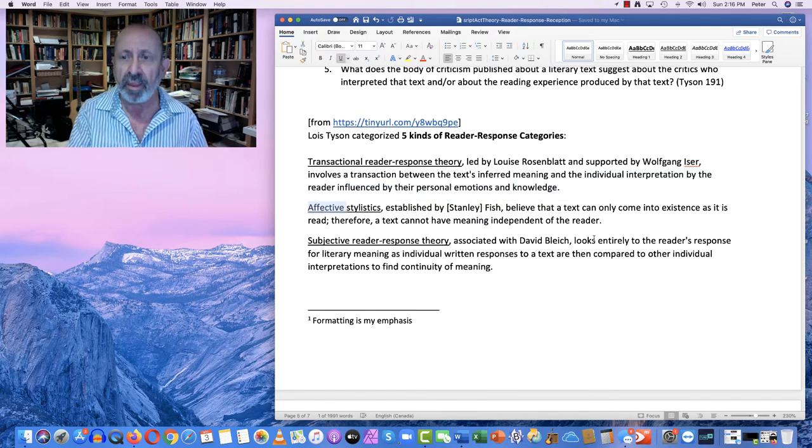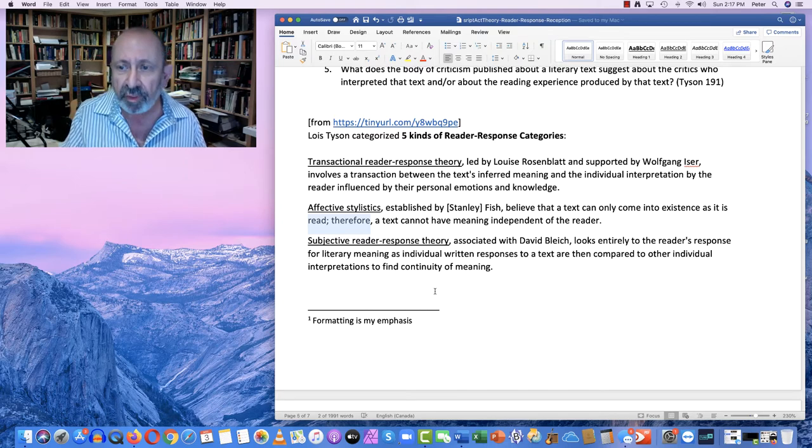Affective stylistics believe that the text only comes into existence as it is read. This is an interesting theory, that on the page, the text has no meaning whatsoever. There is no such thing as a text. It only comes to life when I start reading it. And whether I'm reading it as a reader or reading it as an actor who's going to have to deliver these lines, the whole point about affective stylistics is the meaning is in me, not in the words on the page. That's Stanley Fish, great critic in the 60s and 70s, who first came up with this idea.